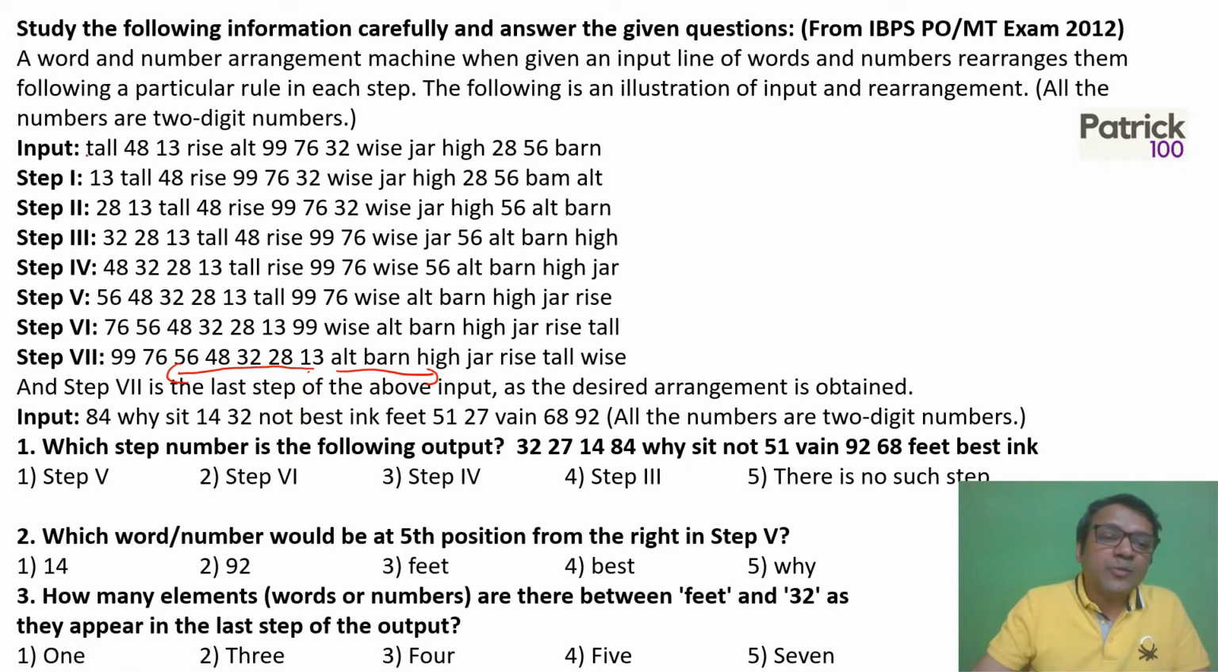Now let's look at input to step one. The smallest number has come to the left, and the smallest alphabet, the smallest word, has come to the right in alphabetical order. Next smallest number, next smallest word, and so on. So you can make out that at every step, one number and one word are arranged in the proper order.